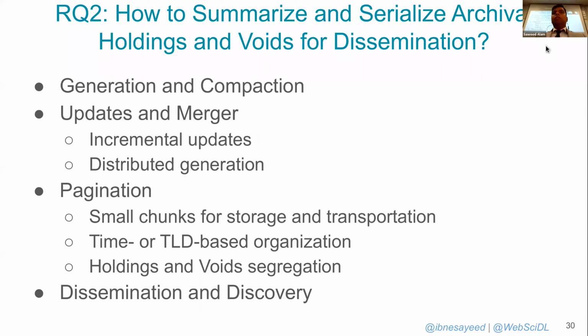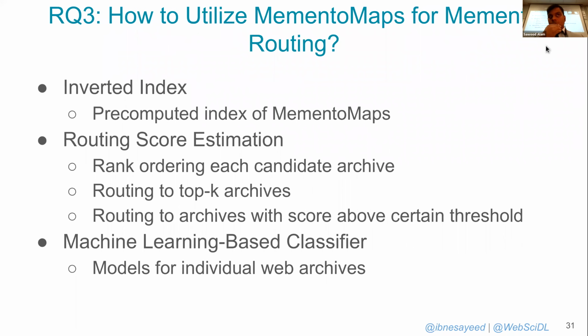Then the second question, which is how to summarize and serialize archival holdings. We'll discuss generation and compaction of these profiles or MementoMaps, and how to update and merge them incrementally or generate them in a distributed fashion, how to paginate in small chunks based on time or TLDs or separation between holdings and voids, and then how to disseminate them for discovery. The third question is the utilization of these MementoMaps. So we'll create an inverted index, we'll define routing scores, and based on that, we'll make decisions on where to route and where not. We'll also look into a machine learning-based approach for classification.